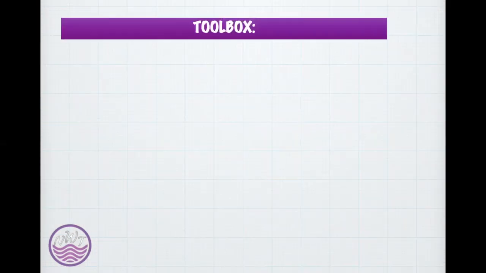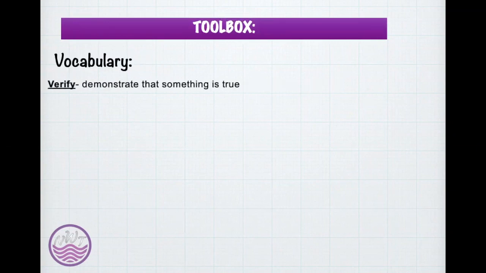Let's get started. For this topic, we are going to first go over the toolbox. Some vocabulary that we're going to need for this specific lesson is the word verify, because part of our goal is the word verify. Basically, what that means is to demonstrate that something is true.